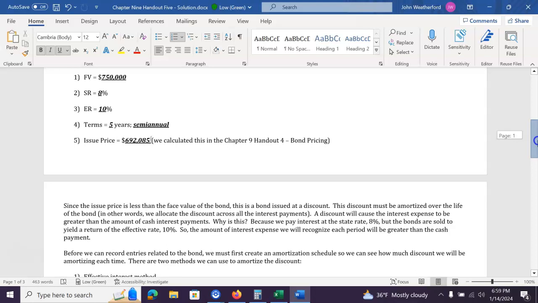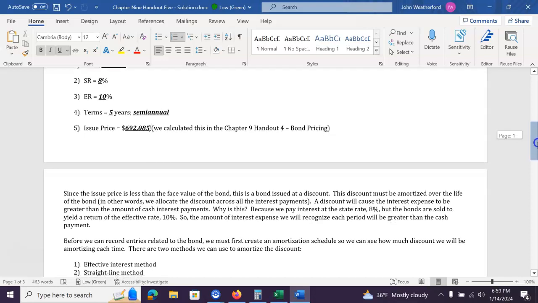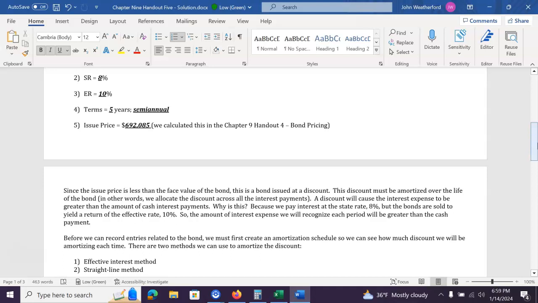But before we can record the entries related to the bond, we must first do an amortization schedule. This amortization schedule just lays out all the numbers we'll need in the journal entries to record the issuance of the bonds at a discount. Now, in amortizing that discount or premium, there are two methods: the effective interest method and the straight line method. Just like with depreciation, under the straight line method we would take the same amount of amortization each interest payment period. But that's not the preferred method under GAAP. The preferred method under GAAP is the effective interest method.